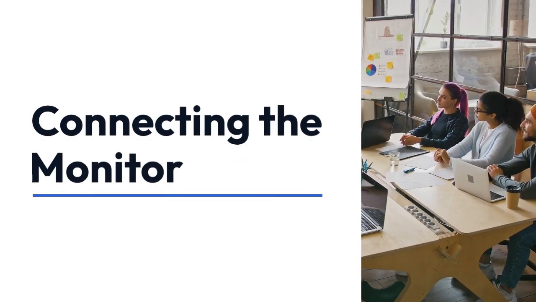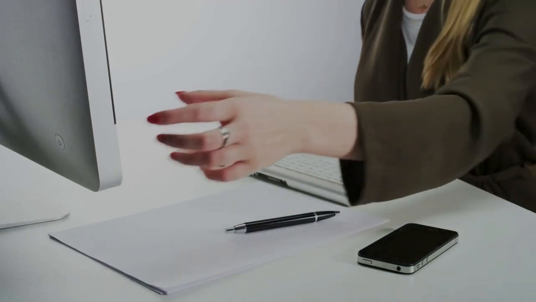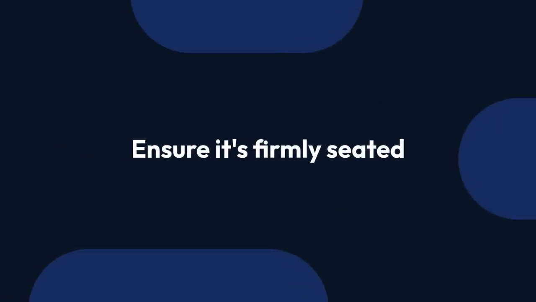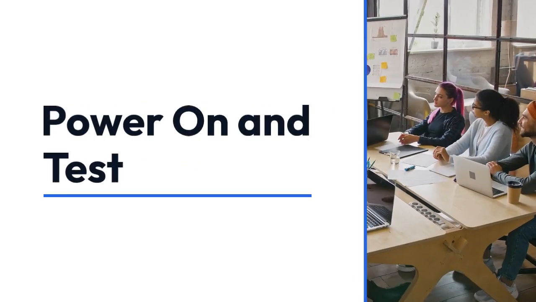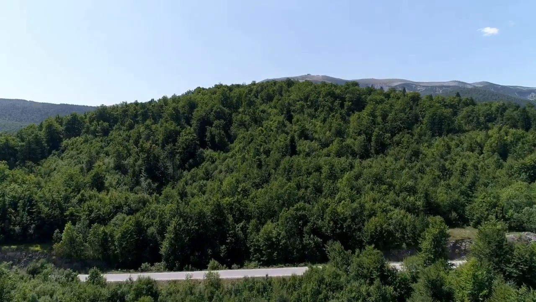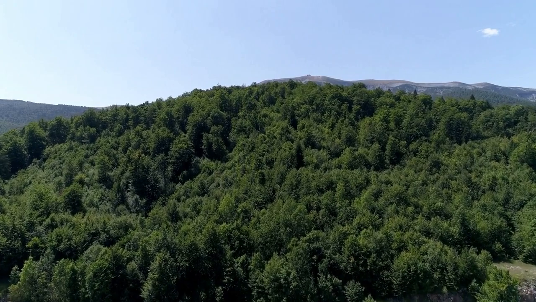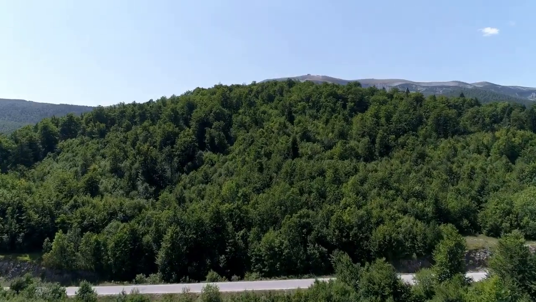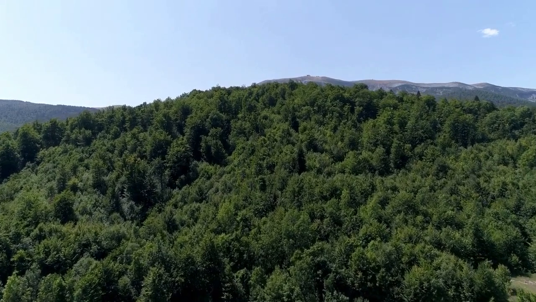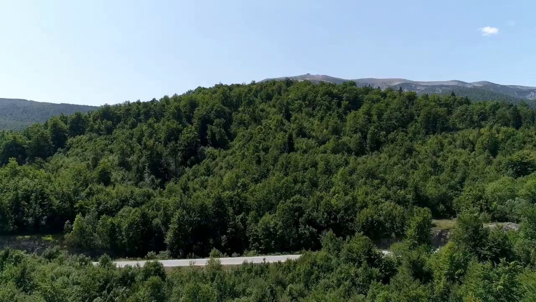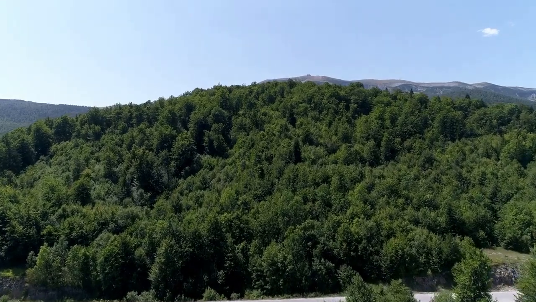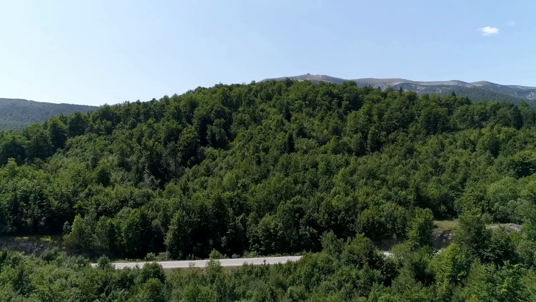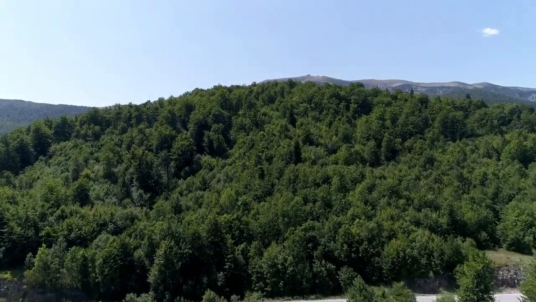6. Connecting the monitor. Connect the other end of the VGA cable to the VGA input on your monitor. Ensure it's firmly seated. 7. Power on and test. Turn on your computer. Your monitor should now display the BIOS screen and then the operating system. If you don't see anything, double-check all connections, including the power to your monitor. Try a different cable or a different port on your graphics card or motherboard, if using an adapter. Make sure your monitor is set to the correct input source.